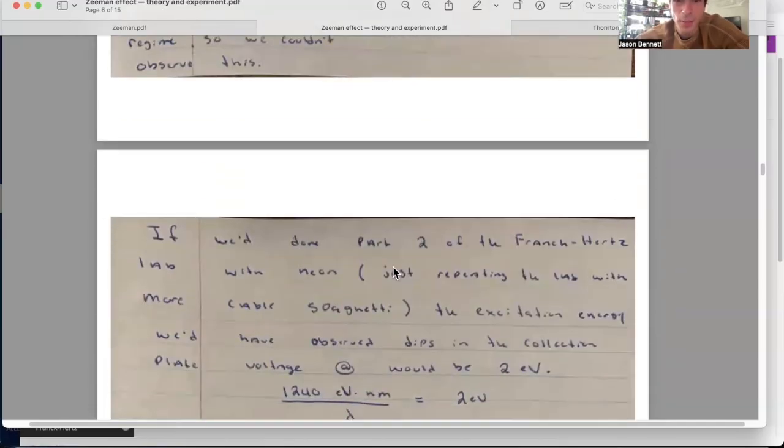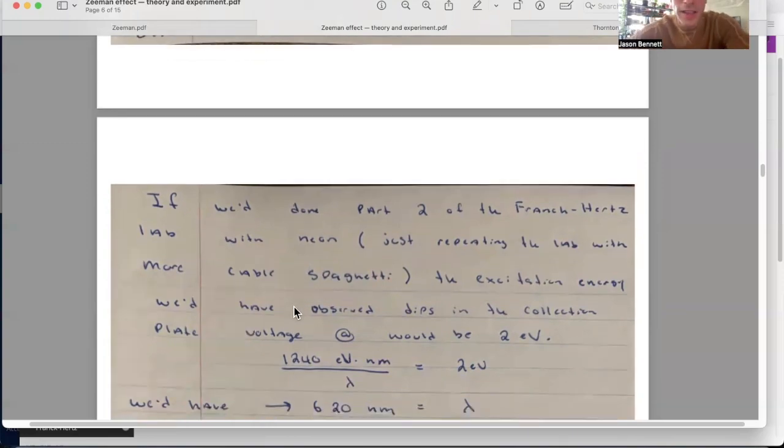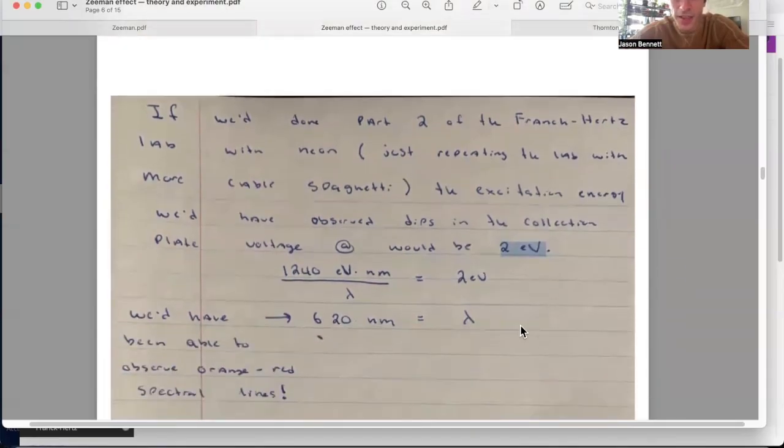However, if we had done part two, which was neon, just again more cable spaghetti, kind of busy work in my opinion, especially given how simple the photoelectric effect lab was, the dips would have occurred not at 4.9 volts but at 2 volts. So the energy gap is 2 electron volts, not 4.9. This we would have seen. This is in the orange-red area. So we would have seen lines corresponding to those energy gaps.